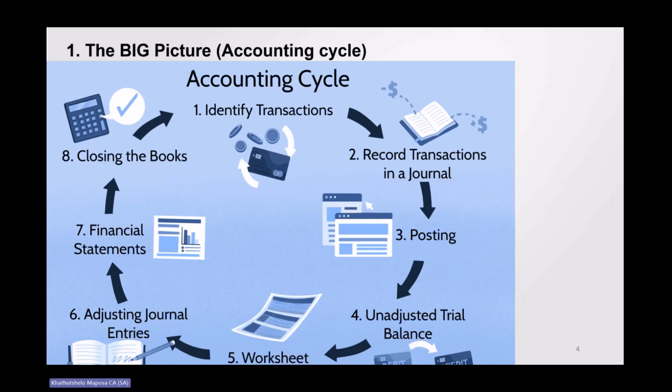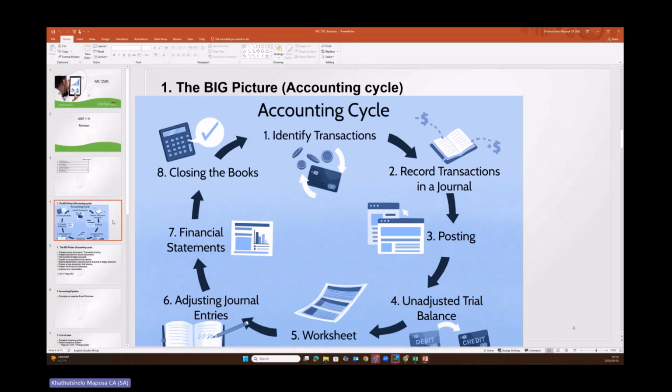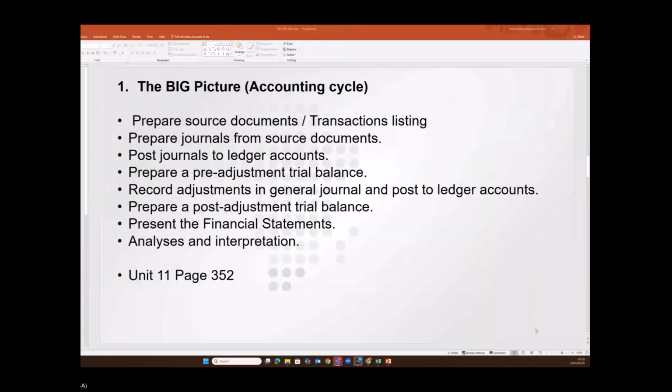And remember, the income and expenses accounts close off to the profit and loss, so they will not have the opening balance. Only assets, liabilities, and equity accounts will have the opening balance. So the income and expenses will not have. Like I said, this is the revision class. That was the big picture.